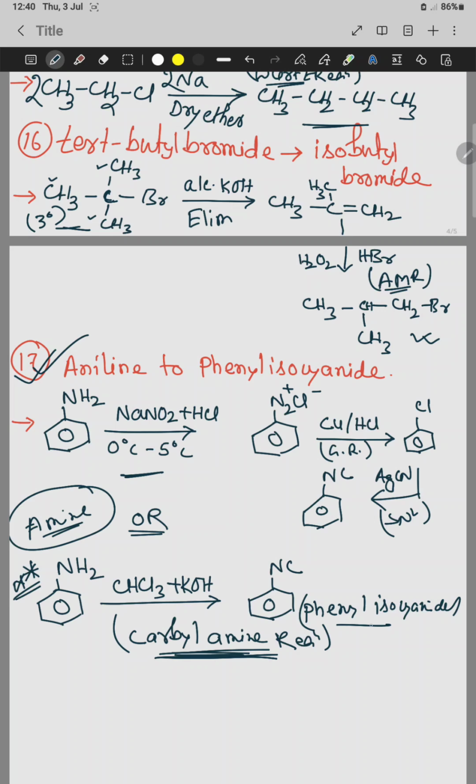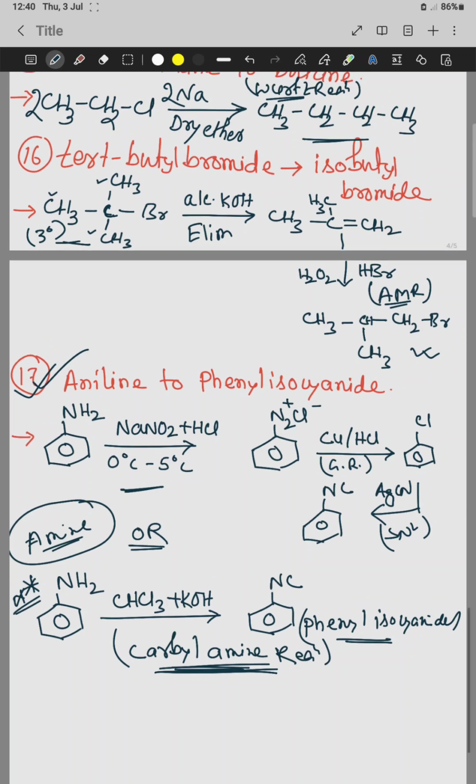If you know the names of the reactants and products, you should write their names like that. This is aniline and this is phenyl isocyanate. This is actually the rule: when you do the conversion, during that you have to write the names of the reactant and products. Okay, this is actually the rule.